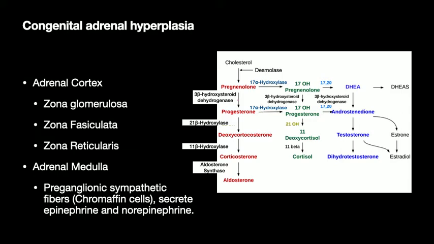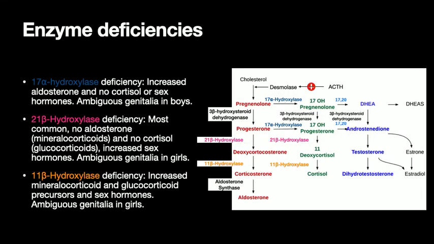And your sex hormones, the testosterone and the estrogens, are involved in secondary sex characteristic development and puberty. There are certain enzyme deficiencies that show up on the USMLE Step 1, Step 2, and Step 3. The most common ones are 17 alpha hydroxylase deficiency, 21 beta hydroxylase deficiency, and 11 beta hydroxylase deficiency, all of which are most commonly autosomal recessive.